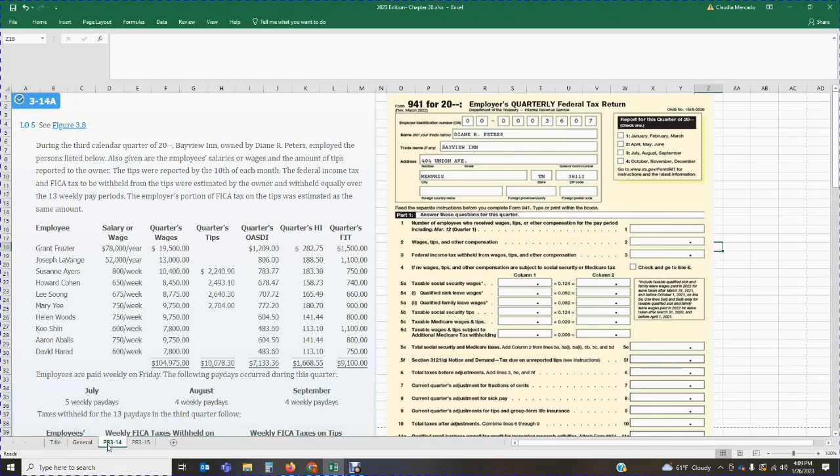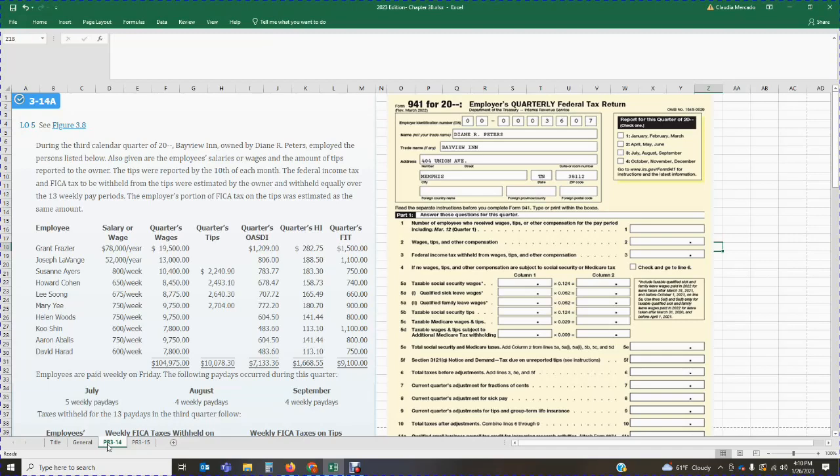Okay, so this is what problem 314A looks like. Okay, a lot of information is provided. So the problem reads: during the 3rd calendar quarter, Bayview Inn, owned by Diane Peters, employed the persons listed below. Also given are the employee salaries or wages and the amount of tips reported to the owner. The tips were reported by the 10th of each month. The federal income tax and the FICA tax to be withheld from the tips were estimated by the owner and withheld equally over the 13 weekly pay periods. The employer's portion of FICA tax on the tips was estimated as the same amount.